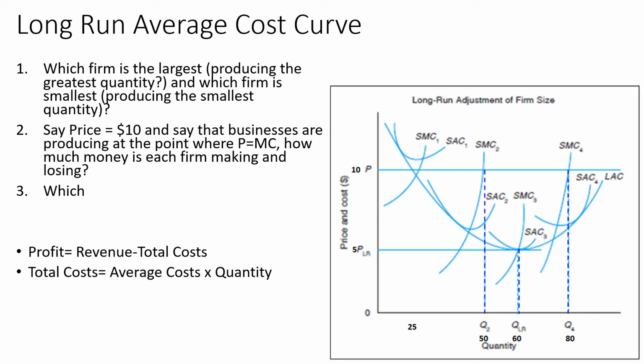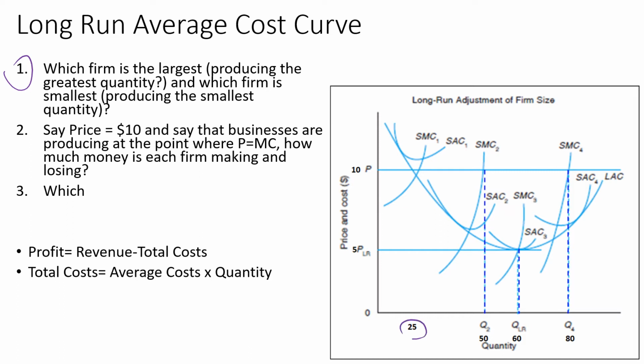If we are given a price that companies can sell their product for, and we're given average cost curves, we can figure out how much money the companies are making. So let's go ahead and answer a couple of these questions. Which firm is the largest, producing the greatest quantity, and which firm is the smallest, producing the smallest quantity?